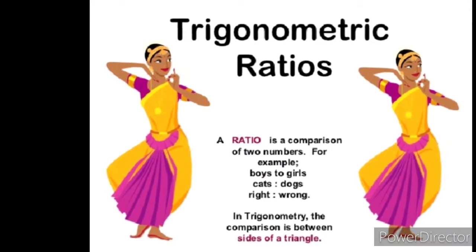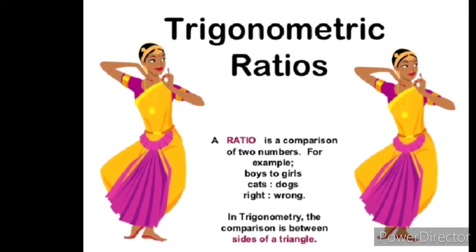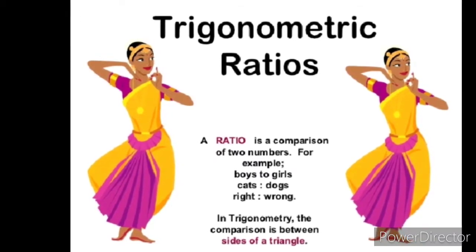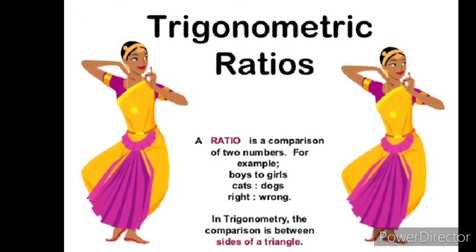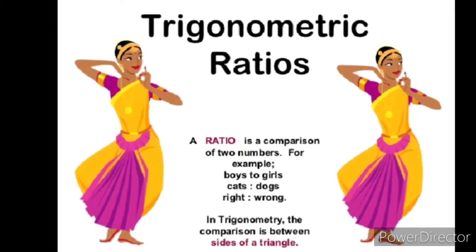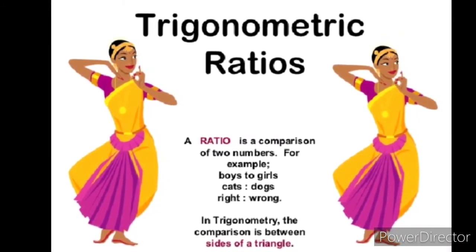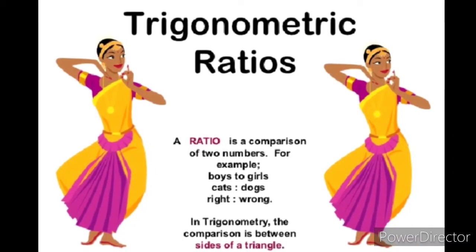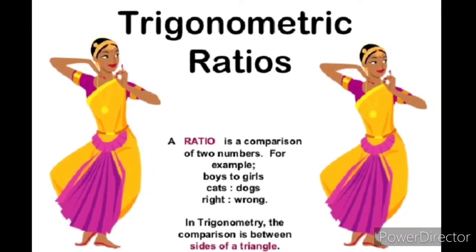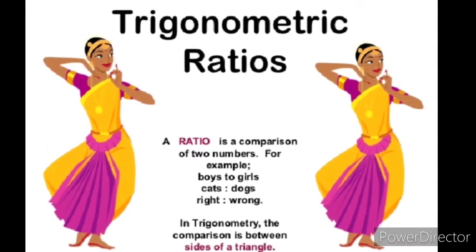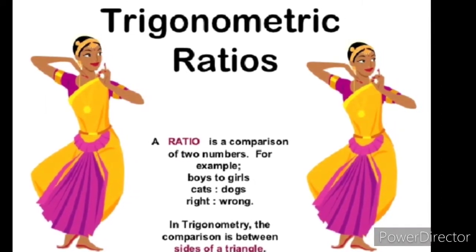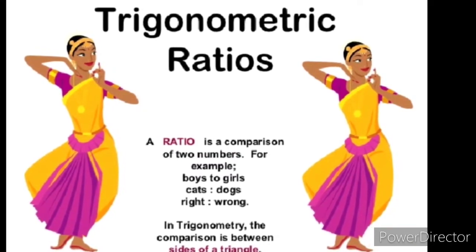Trigonometric ratios. The ratio of the sides of a right angle triangle with respect to its acute angles are called trigonometric ratios. Here observe, children, a ratio is a comparison of two numbers. For examples, boys to girls, cats to dogs, right to wrong. In trigonometry, the comparison is between sides of a triangle.